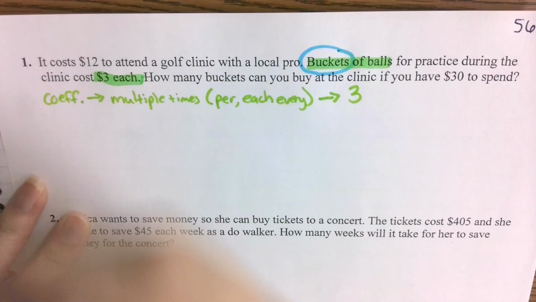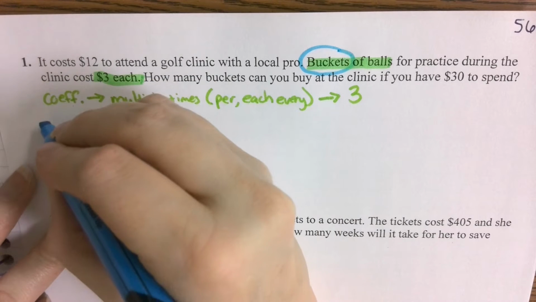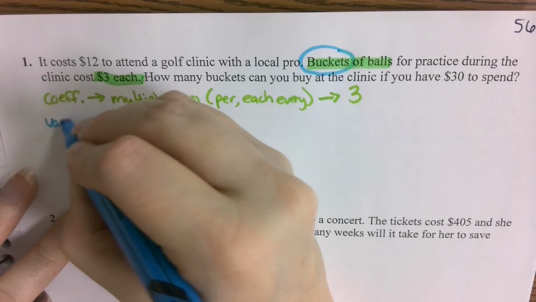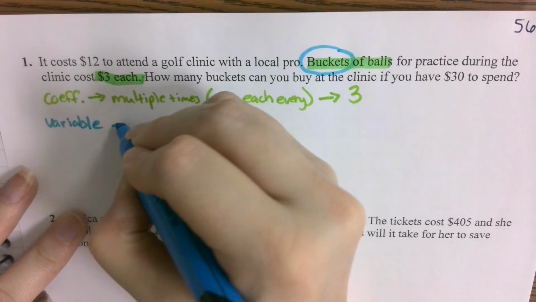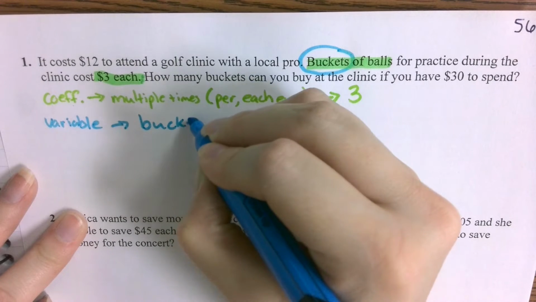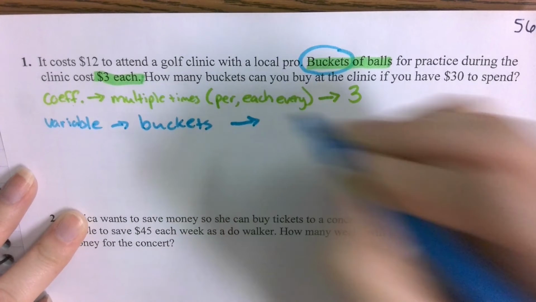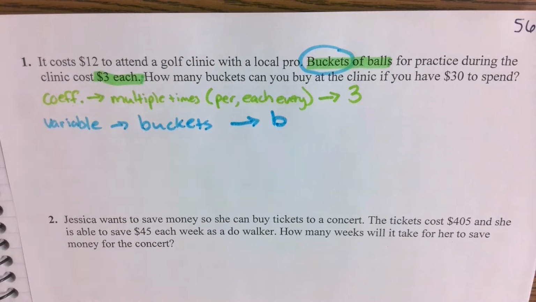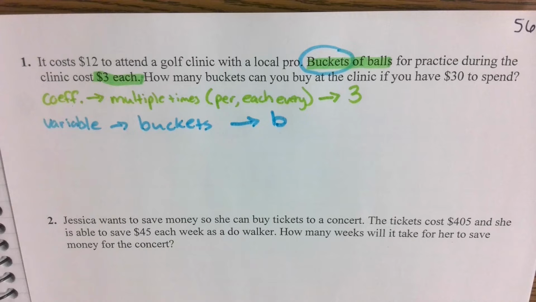So my variable is going to represent the buckets that I can purchase, which is going to be the letter B. Don't worry about it. I want you to write right now. You can put that back later or leave it on the desk and I'll put it back later. Just sit. So my variable is going to be the buckets.